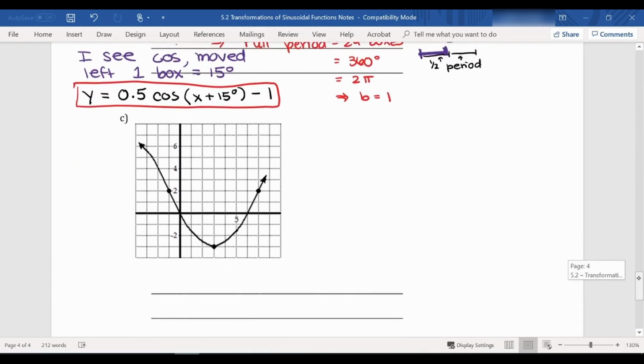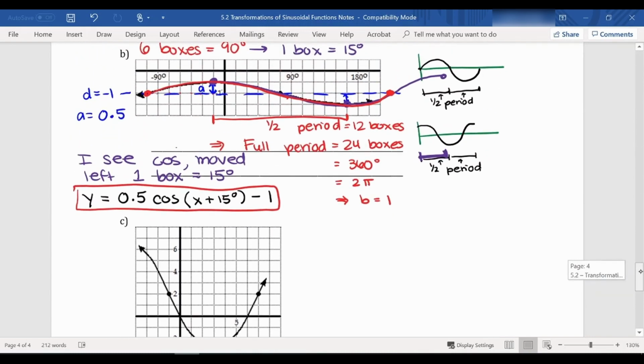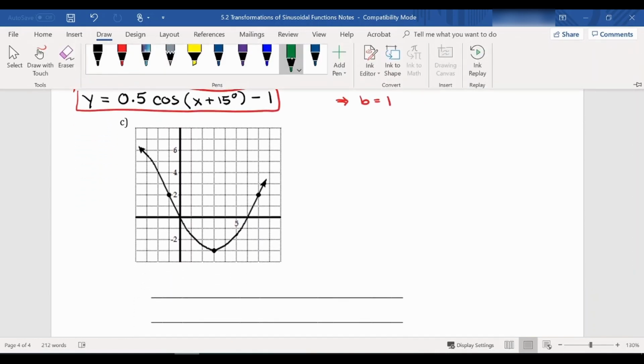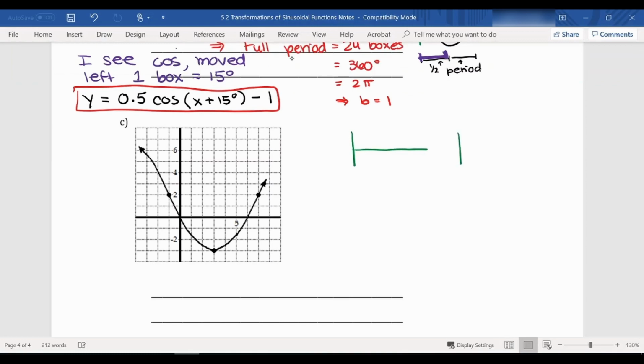Last one here. Again, this fact that we looked at up here is going to be useful. So just so we can see it, I'm going to redraw it here because we can only see so much at a time. So from here to halfway, that's half a period. And here to the end is another half period. Or on cosine, from max to min is a half period. And from min back to max is another half period.